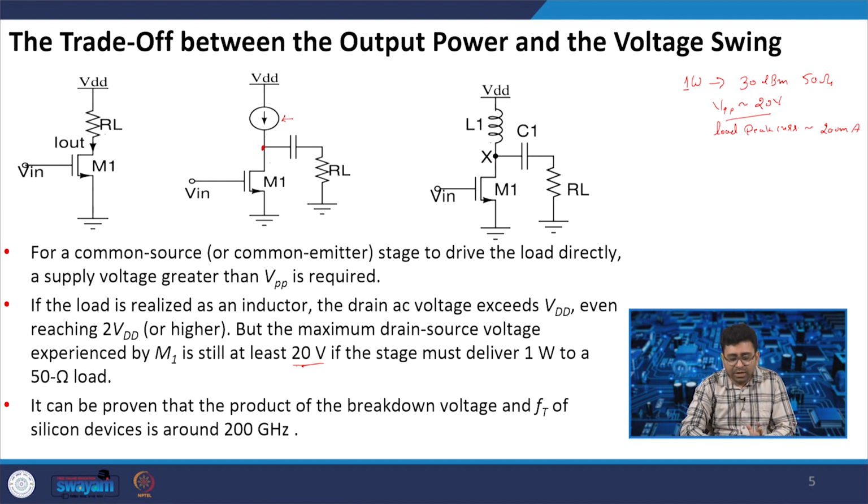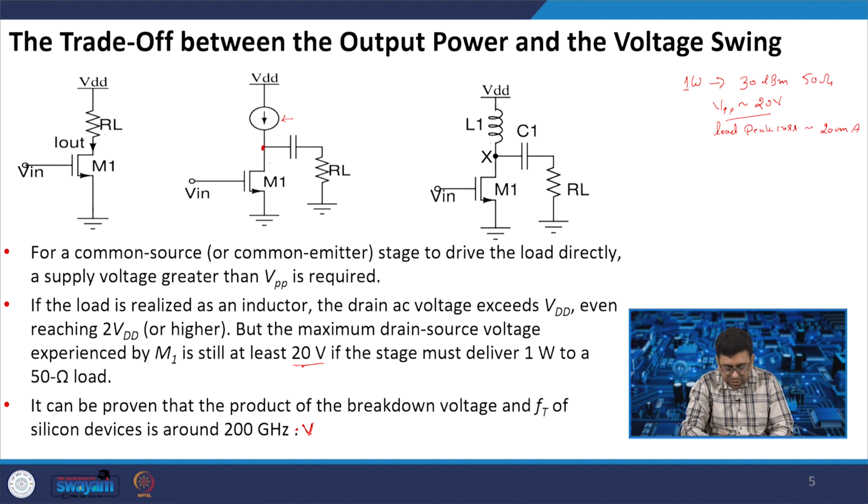Here the same thing has been written, whatever I discussed. If the load is realized as an inductor, the drain AC voltage exceeds VDD, it will even reach 2 VDD, but the maximum drain-source voltage experienced by M1 is still 20 volt. In certain literature it has been proved that the product of breakdown voltage and FT of a silicon device is around 200 gigahertz volt. So that will limit the voltage swing and output power.